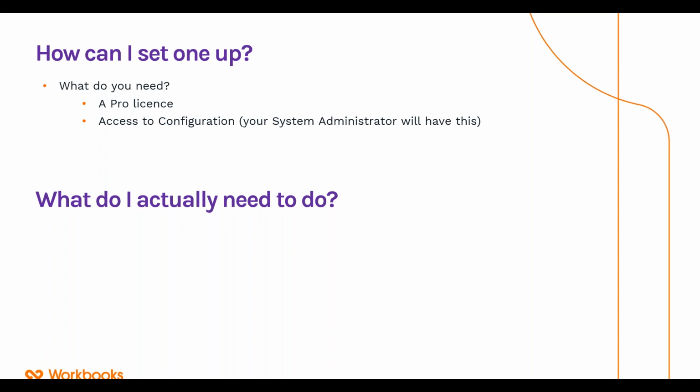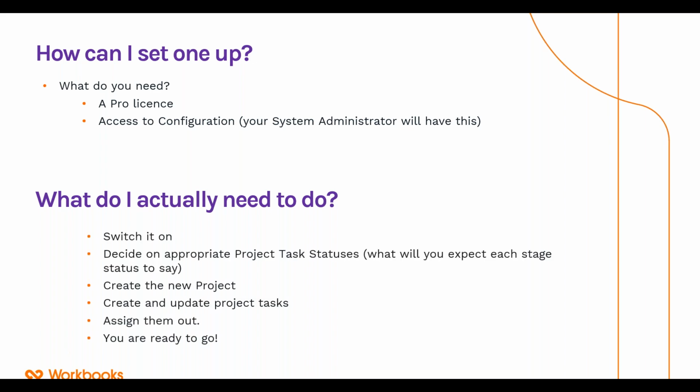But once you've got those, then what do you actually need to do? Well, you need to switch it on. And I would say you need to decide on appropriate project task statuses. This is the customization part. So what will you expect each stage status to say within that particular project? You'll then create a project, create and update project tasks, assign them out, and then you're ready to go. So it's very simple. And I'm going to switch into the product to show you what this looks like.